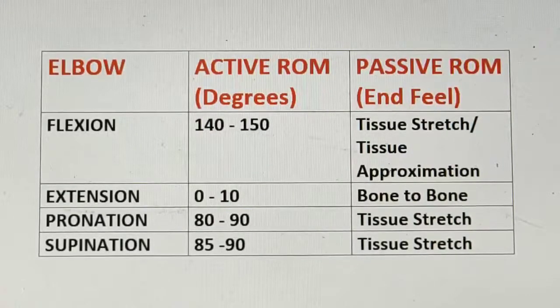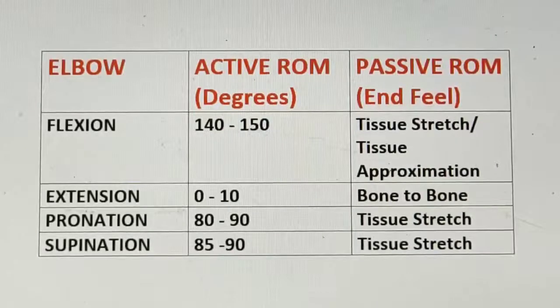Okay, it's being joined, and the two bones, the two ends of the joint in the elbow, are touching each other. That's why it's bone to bone end feel. Okay, the end of the range is bone to bone.